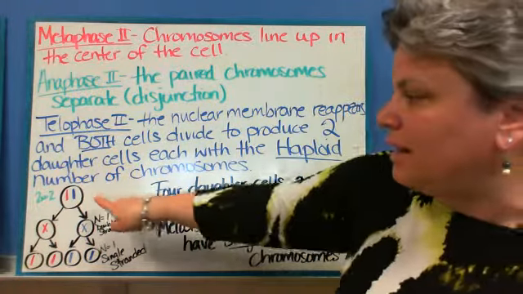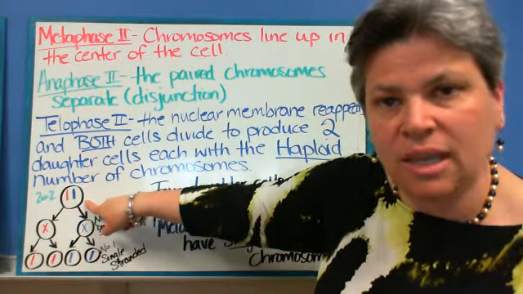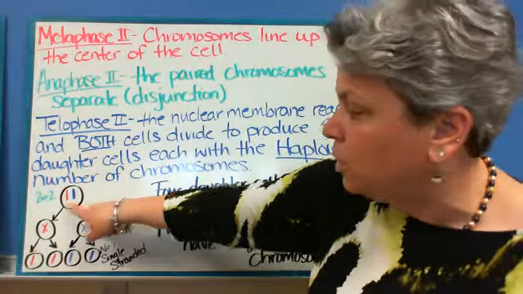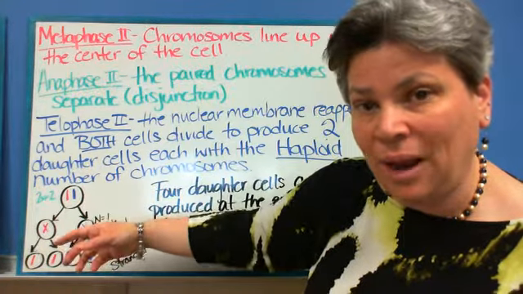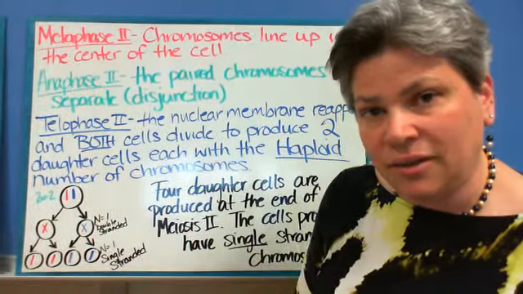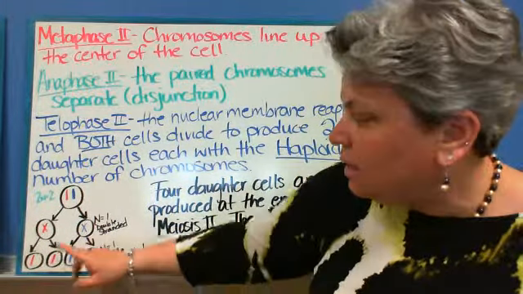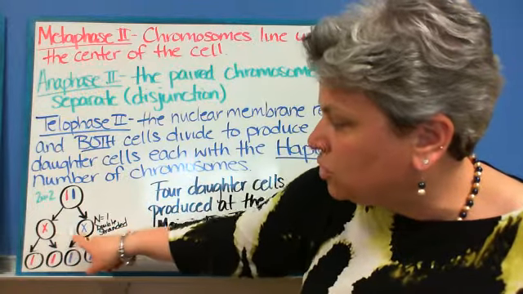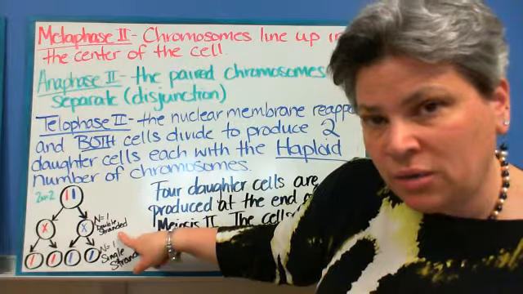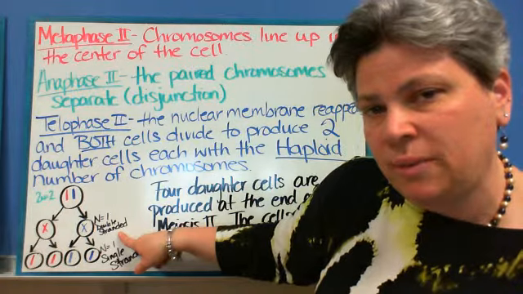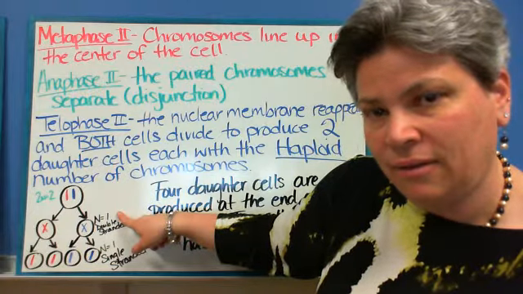So let's look at it. If this is my original cell, so my 2N cell in this case, the chromosome number is 2. One from my mom, one from my dad. It had to replicate. They came together. They came apart, disjunction during anaphase. Telophase, I end up with 2 cells, both with double-stranded chromosomes, and look what's happened to my chromosome number. I've cut my chromosome number in half.